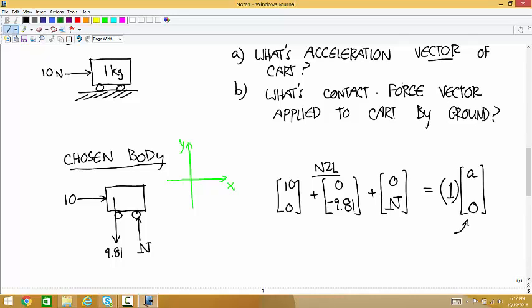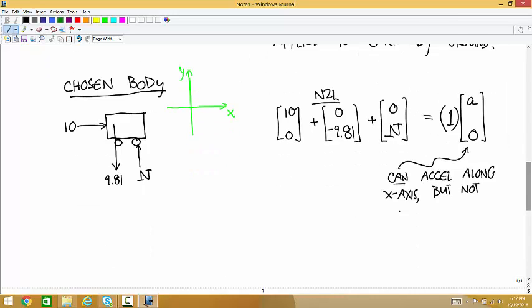And so the thinking here is that it can accelerate along the x-axis, but not the y-axis. To accelerate along the y-axis, it would have to jump off the ground or sink into the ground, and it seems like a reasonable assumption that it's not going to do that. Okay, so this gives two equations.